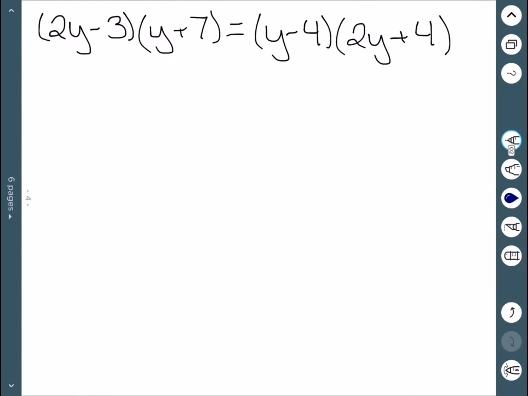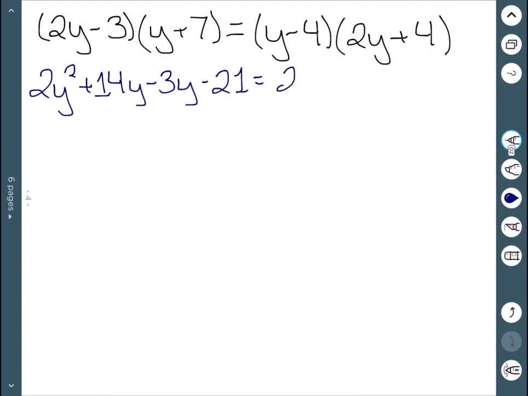Here's our next one. And like we've been doing, the first step is we want to get rid of these parentheses. In this case, we'll need to FOIL. 2y times y is 2y squared. 2y times 7 is 14y. Negative 3 times y is negative 3y. And negative 3 times 7 is negative 21. On the right-hand side, y times 2y is 2y squared. y times 4 is 4y. Negative 4 times 2y is negative 8y. And negative 4 times 4 is negative 16.